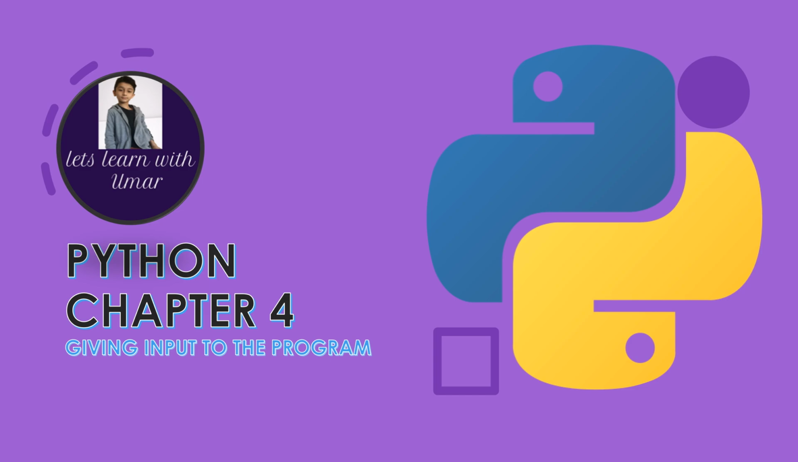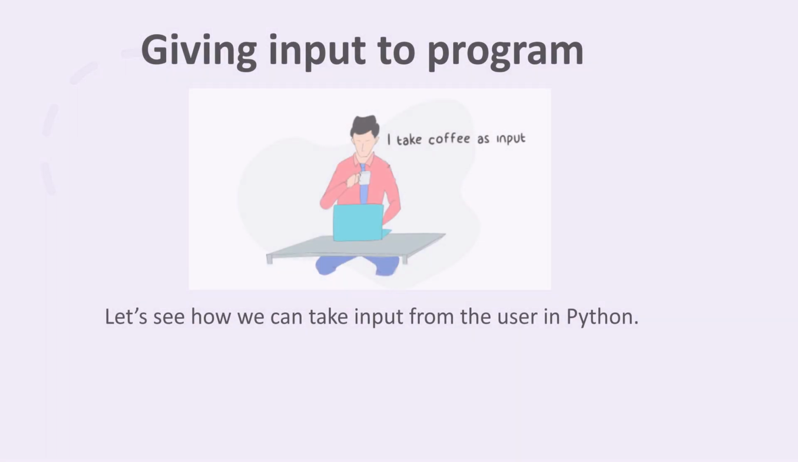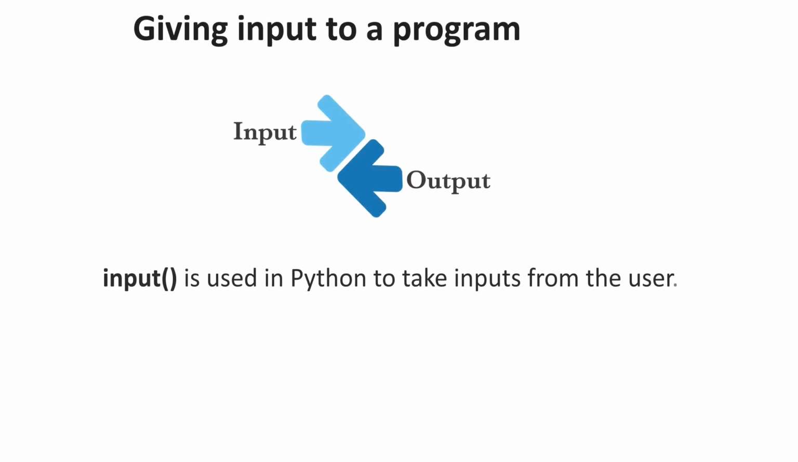Today our topic is Python chapter 4. It's called Giving Input to the Program. Let's see how we can take input from the user in Python. Giving input to a program. The input() function is used in Python to take inputs from the user.